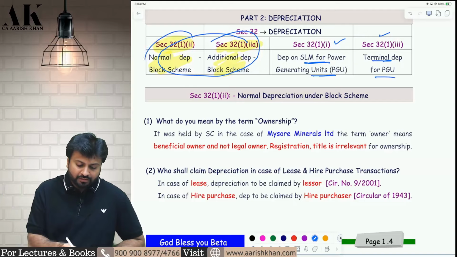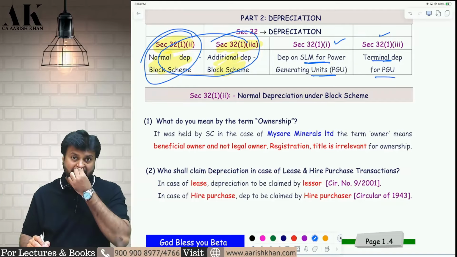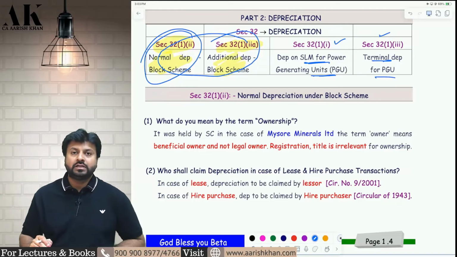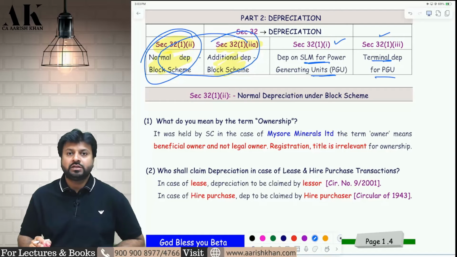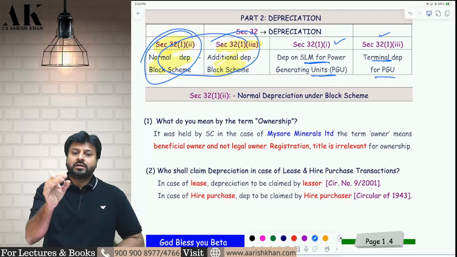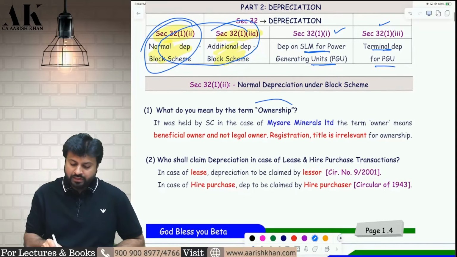Now let's talk about the first one, the normal depreciation under the block scheme. To claim the normal depreciation under section 32(1)(ii), you have to fulfill certain conditions. The very first condition is that you need to be the owner of the asset.